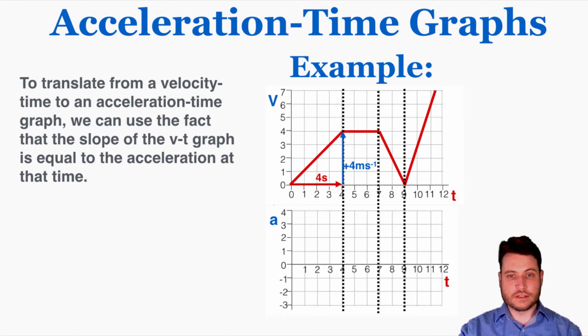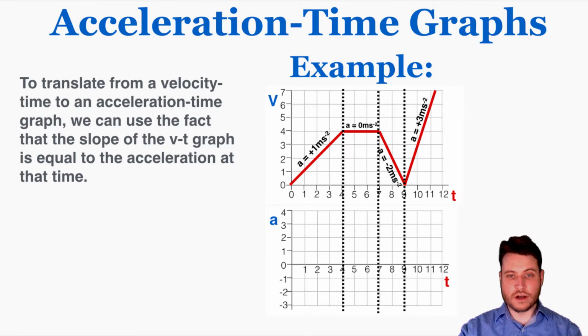In this first part, I can see that the slope is just positive 1 meter per second. In the second part, that's a flat line, so the slope there is going to be 0. In the third part of the graph, I can see that this is the run, this is the rise, so the slope is going to be negative 2 meters per second. And in the last part, this is the run, this is the rise, so the acceleration is positive 3 meters per second. I'm now going to draw all those numbers on my acceleration time graph.